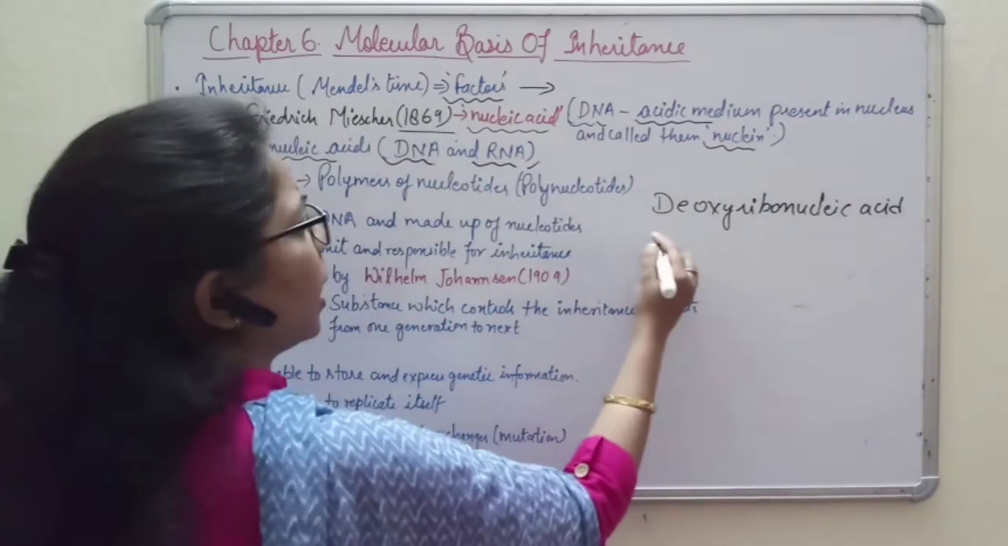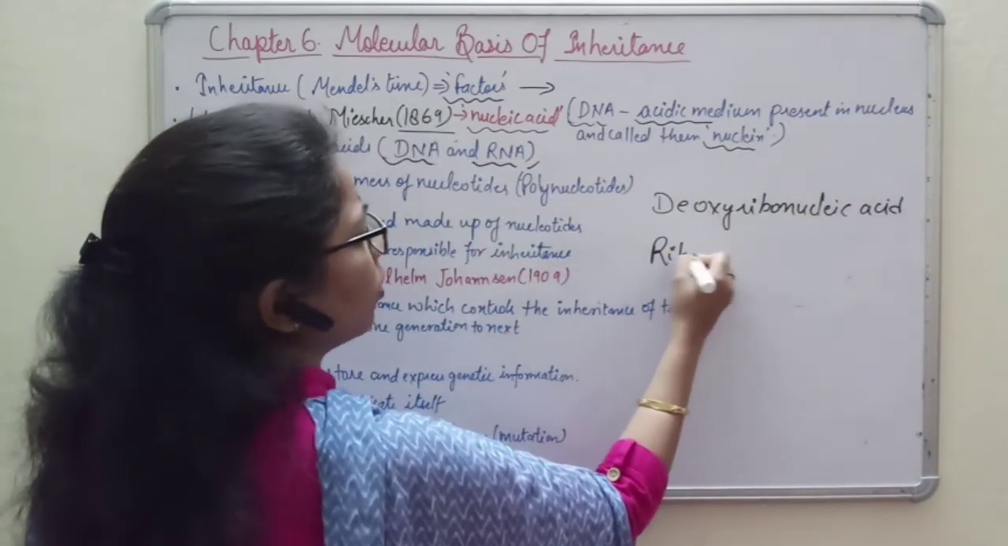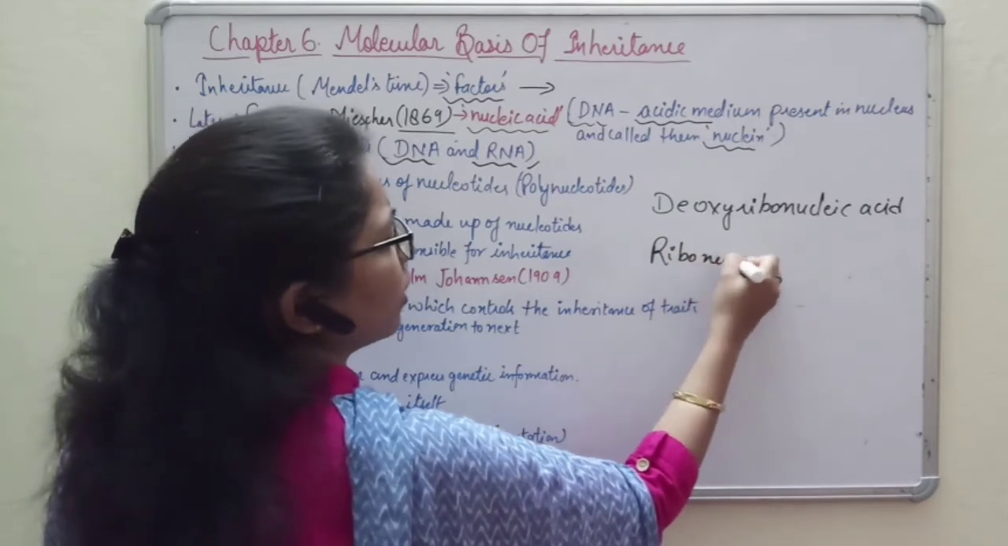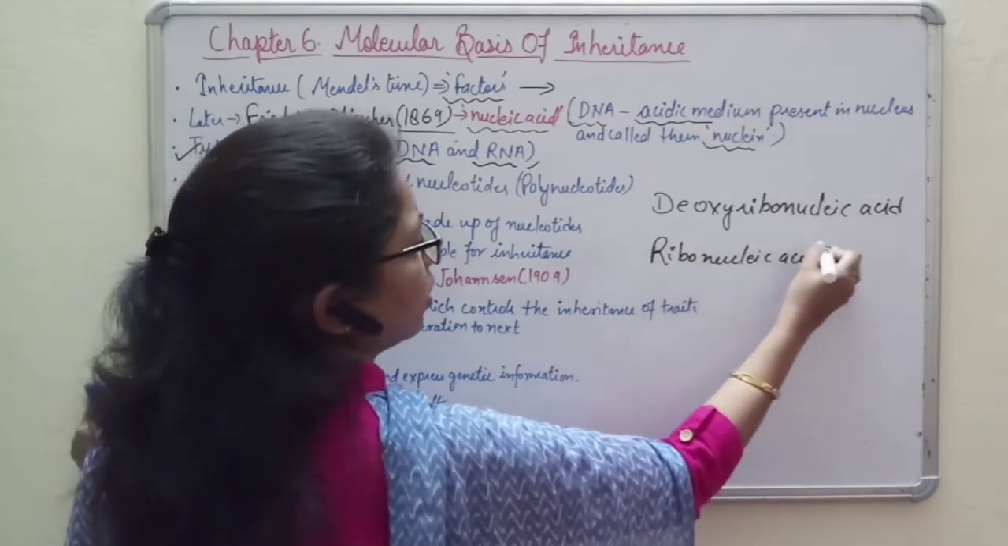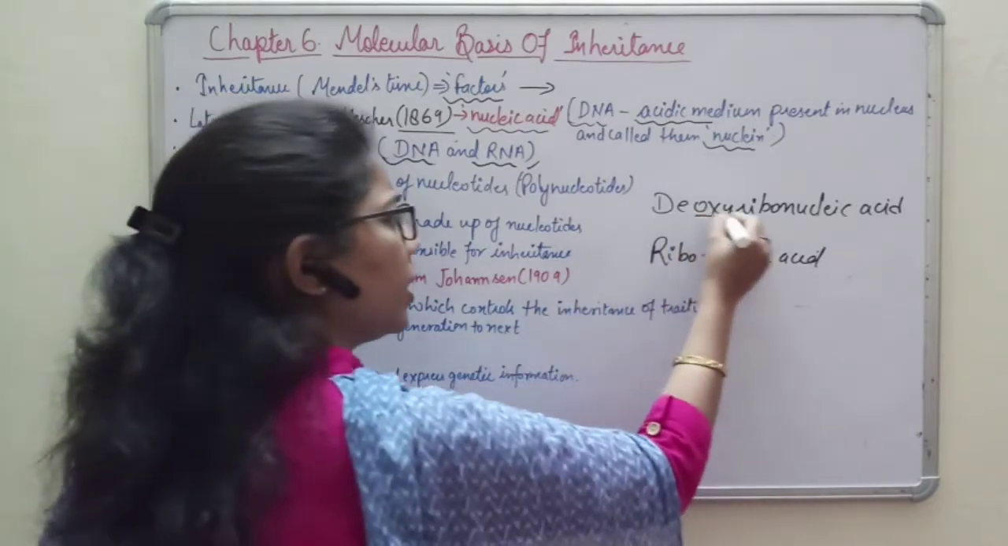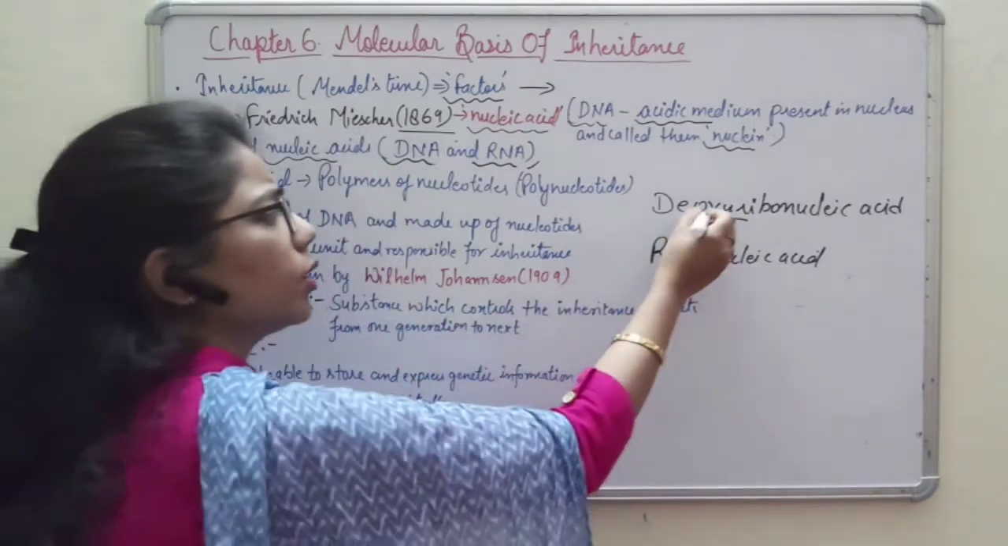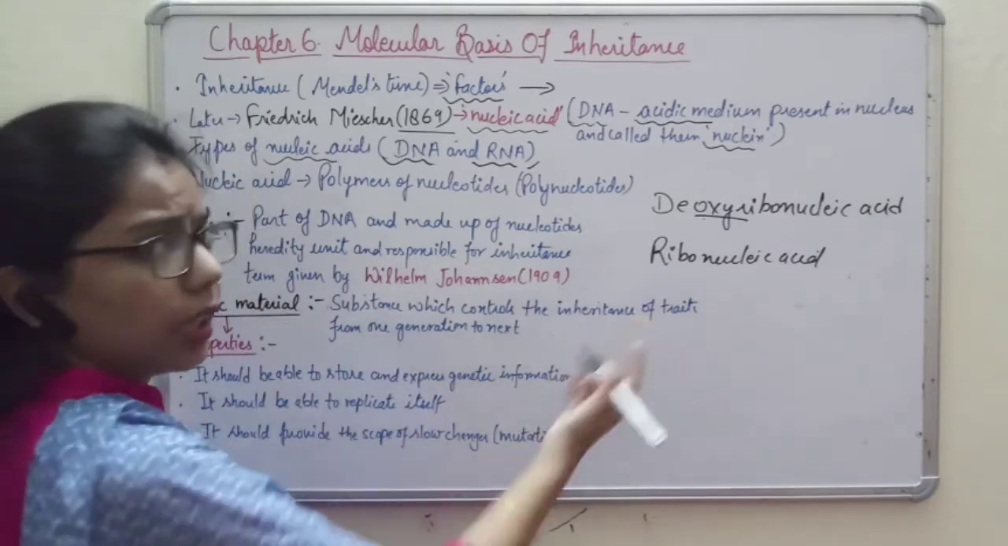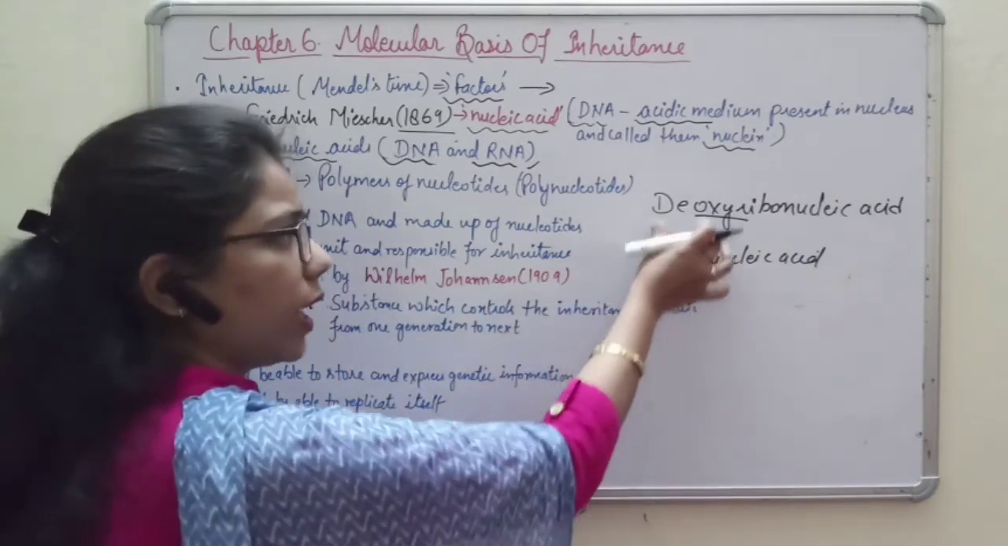Okay, and this RNA is ribonucleic acid. So what is happening here is that we have removed the oxy group. Later on we will study the structure of RNA as well as DNA.